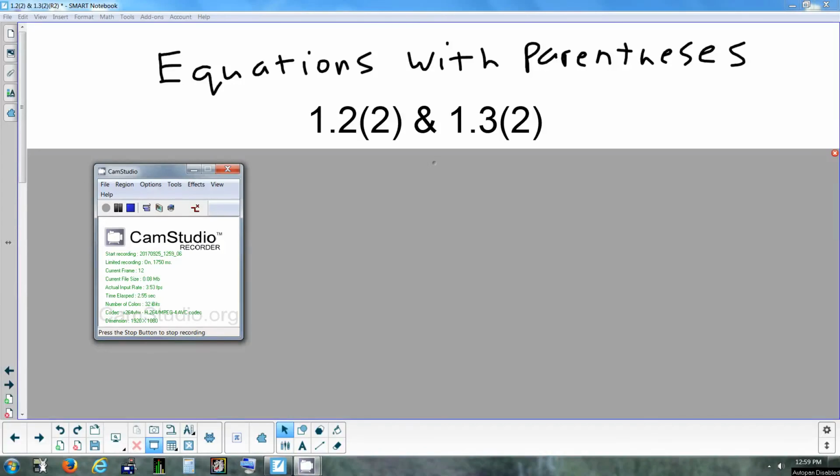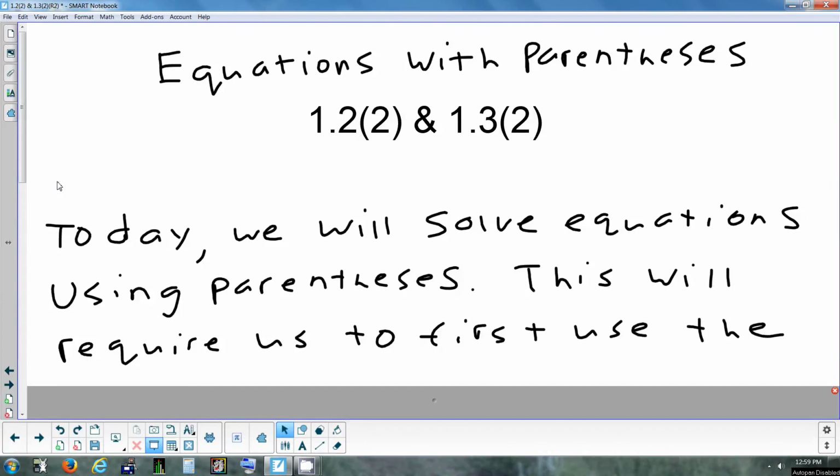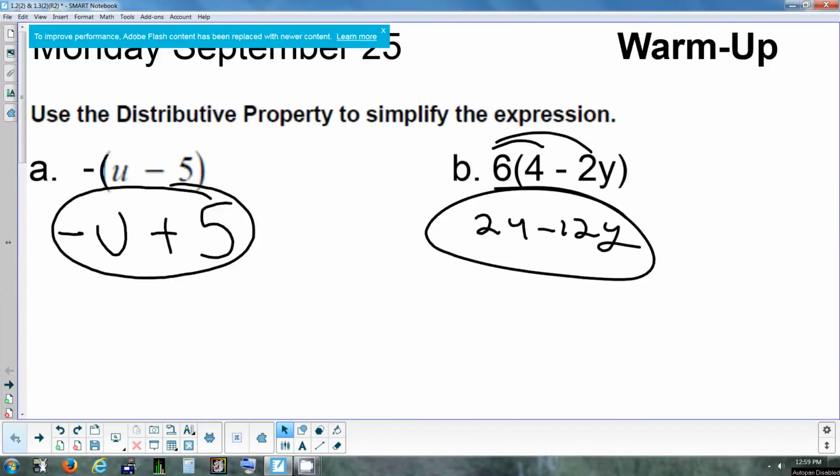All right, so first thing we're going to look at is kind of a combination of two sections, but it's not really more material than we normally do. There's just a little bit of stuff we never did in section 1.2, and a little bit of stuff we never did in section 1.3, and we're going to wrap up those two sections today. So we're going to solve equations that have parentheses. Okay. So you might have something like that.